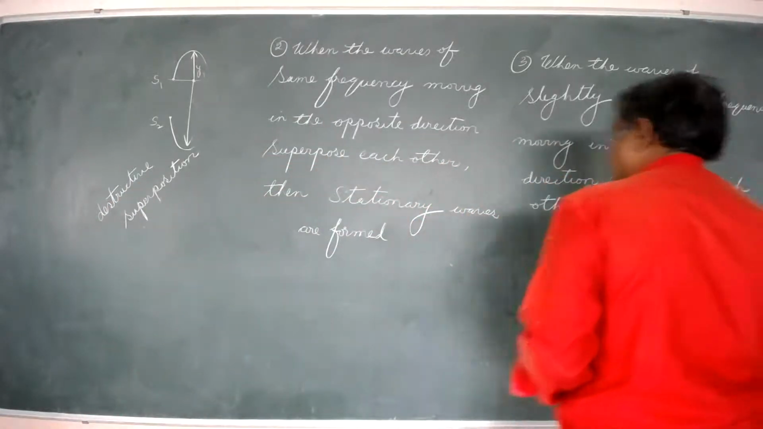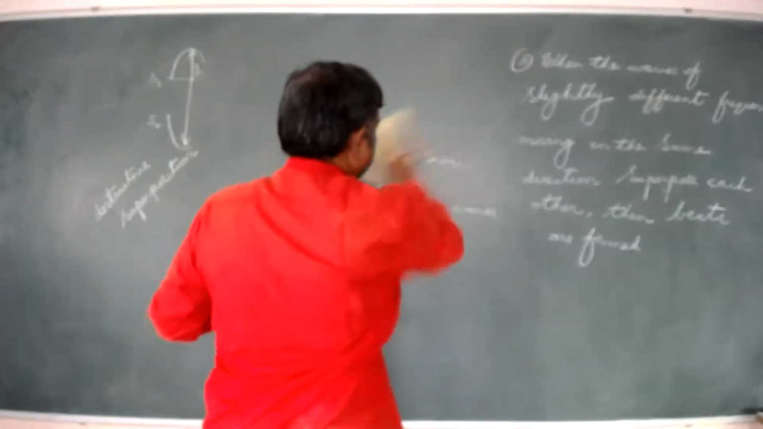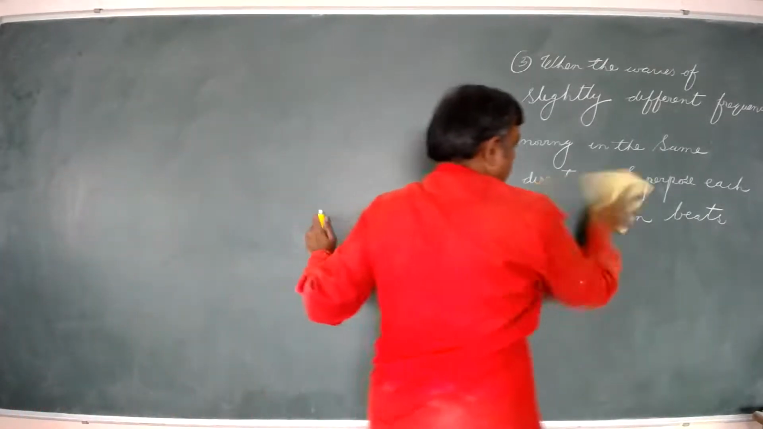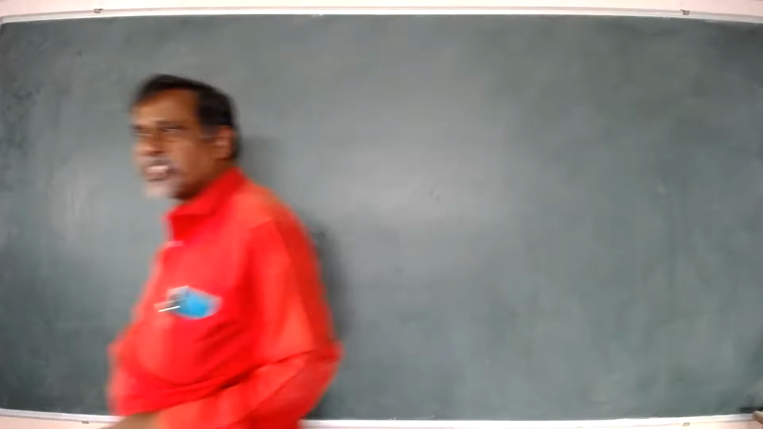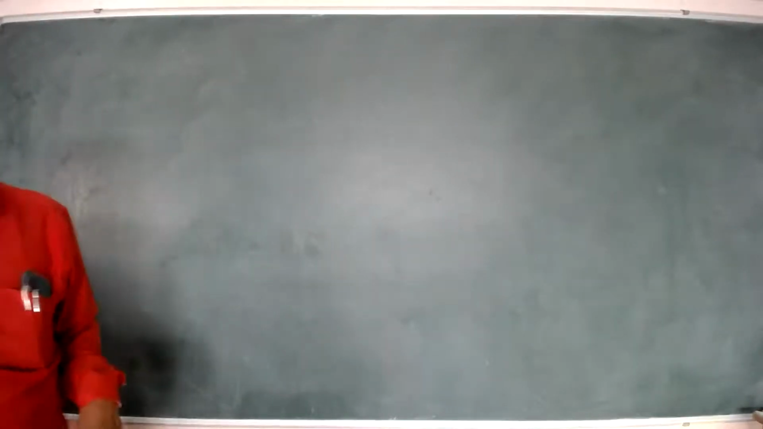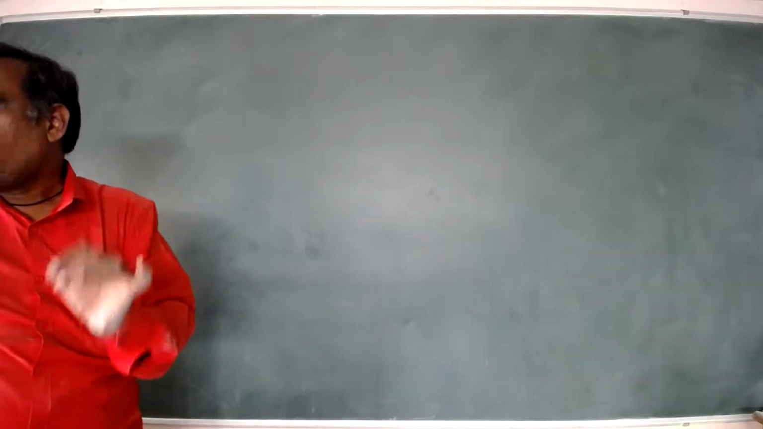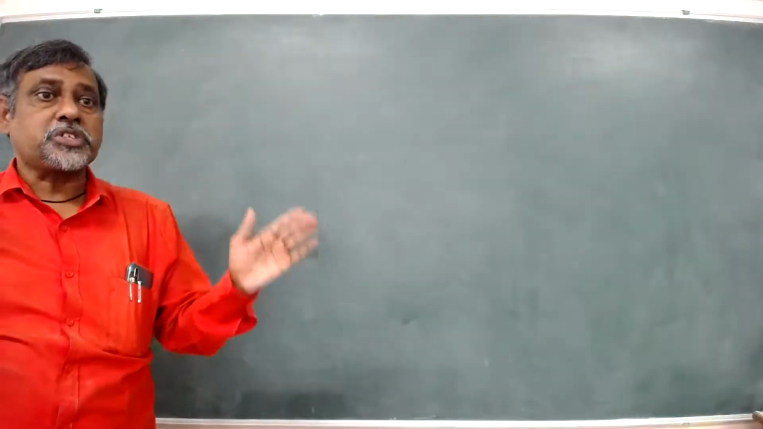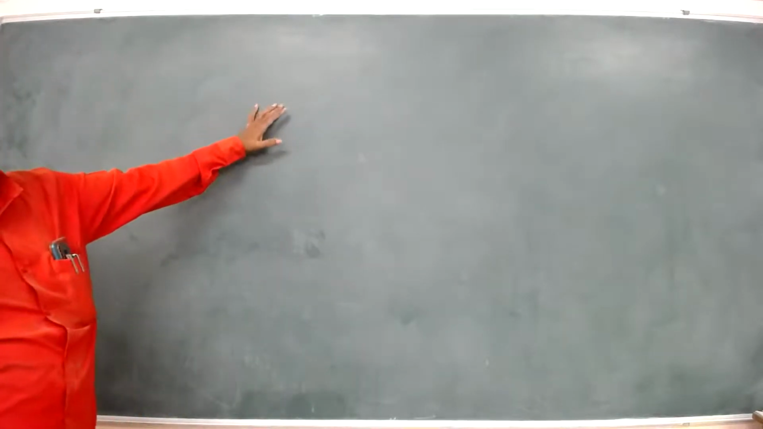Now interference. That's what we need to understand. What do you mean by interference? In the first case, I have told you that interference is a phenomenon in which two or more waves of same frequency moving in the same direction superpose each other. That is called interference. Now, there was a scientist, Thomas Young.